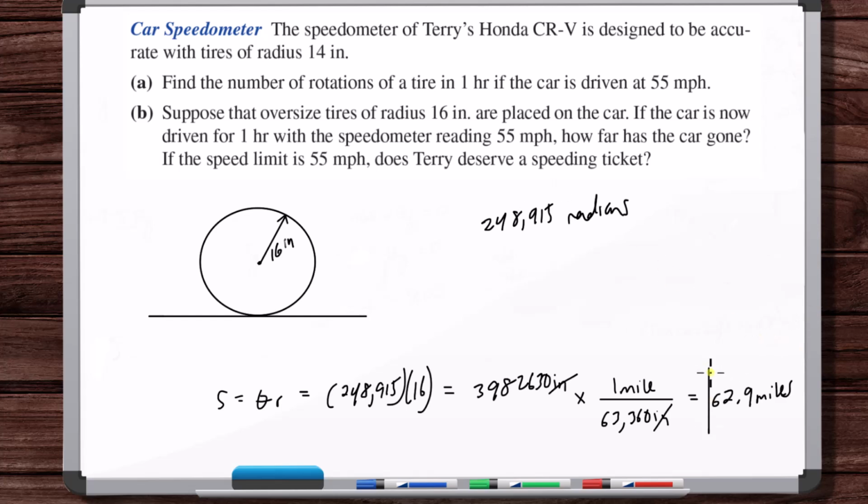Okay. Now, does the car deserve a ticket? Well, that's about 8 miles over the speed limit. So, usually I feel like it's 10 miles an hour over the speed limit. So I'm going to think Terry probably wouldn't get pulled over.